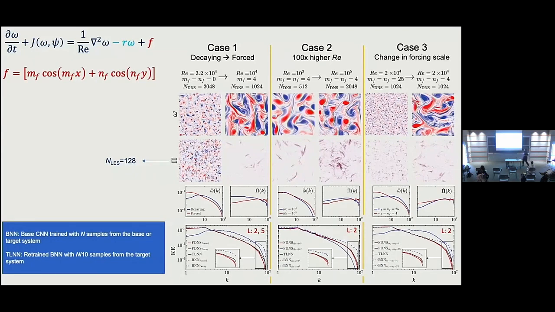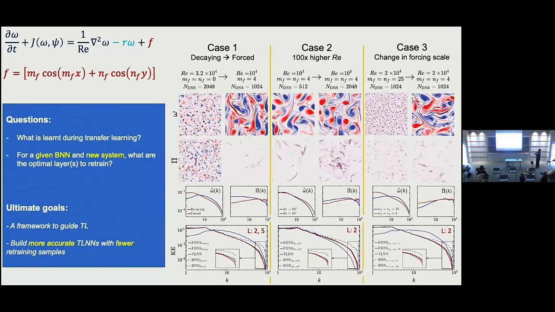So we thought there are some questions that we can look at here. One is, what is learned during transfer learning? Because we are only changing one layer, there might be hope that we can understand what's going on. The other one is, given a base CNN and data from a new system, can we know a priori what is the best layer or layers to retrain? The ultimate goal of this work, which is still ongoing, is to develop a framework that can guide transfer learning, and beyond that, to build more accurate transfer learning networks with fewer data. If we understand what needs to be done, maybe we can bake some of that into the training process and get better results with fewer samples. In the next few minutes, I'll show you the results that we have, and we have made progress on these first three.